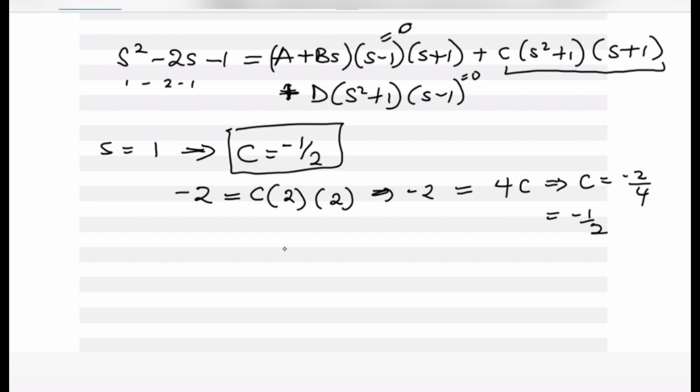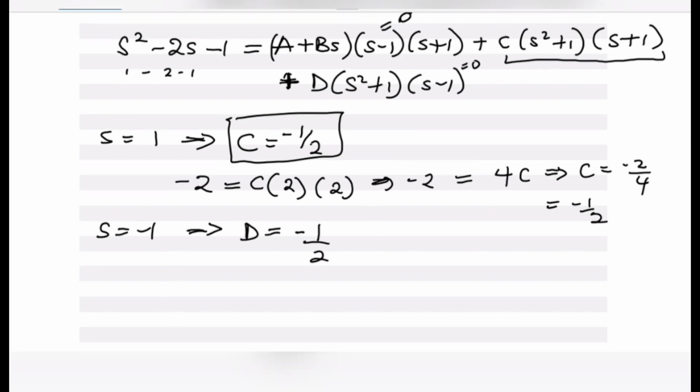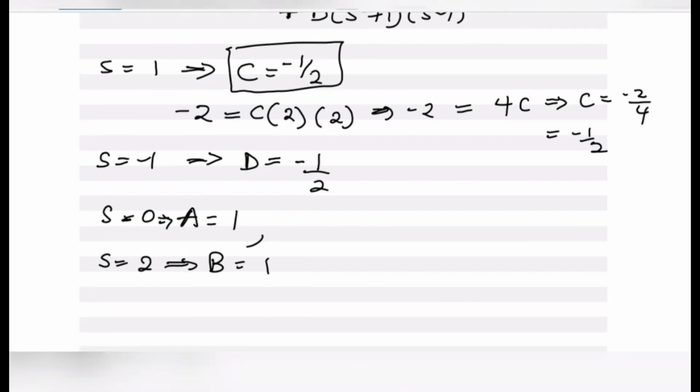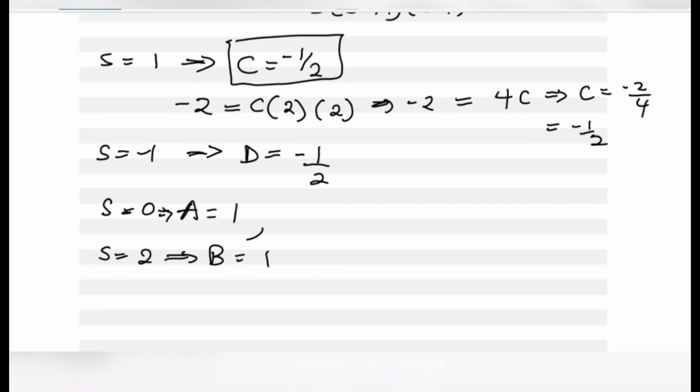If you do the same for s equals negative 1, you're going to obtain that d is negative 1 over 2. If you set s equal to 0, you get a equal to 1. And if you set s to be any other number, let's say 2, you would definitely obtain that b is just going to give you 1. This is for you to solve, which is something very interesting.